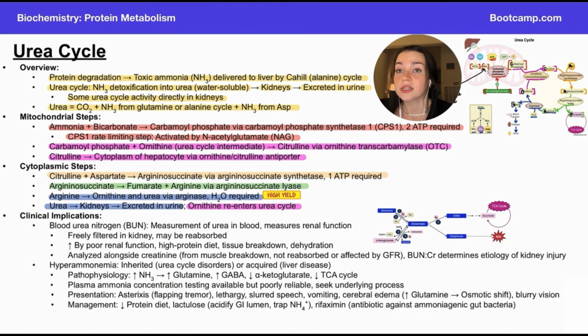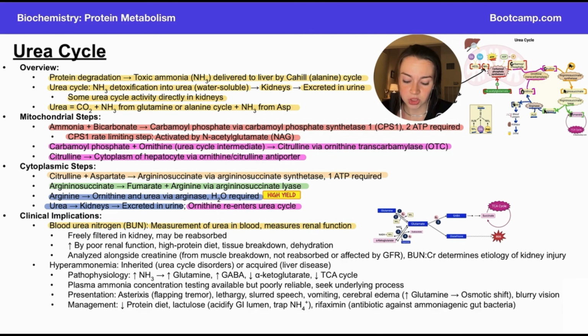So let's talk about some clinical implications of the urea cycle. We're going to talk a lot about specific disorders of the urea cycle in the next video. For now, we're just going to talk broadly as a bit of a primer for that video. One critical concept is the concept of blood urea nitrogen, or BUN. This is a measurement of urea in the blood. And so as such, it is going to be a measure of renal function, right? It's your kidney's job to take that urea out of the blood and put it into the urine.